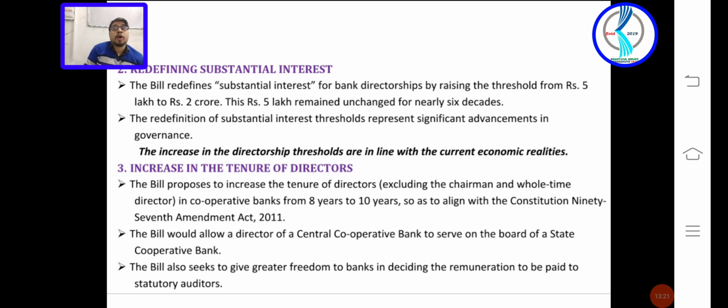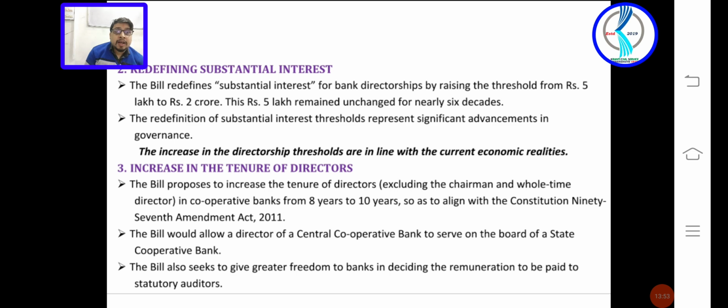That act was brought for the cooperative society, and it brought a major change in Article 19, and it brought a new article in DPSP also. We have seen these things. The bill's first change is that, yes, now the chairman and whole-time director can sit in their office up to 10 years, fine. And it is on par with the 97th Constitutional Amendment Act 2011.